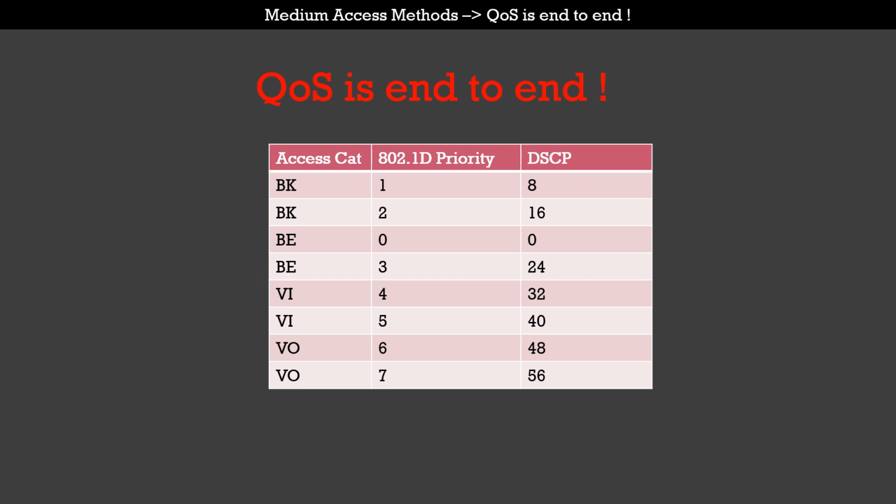So this is how the priorities are derived in the wired segment based on the access categories as shown in the table. The column 2, which stands for 802.1D priority, is listed with the CoS values, the class of service values, which are mapped to the different access categories, and the second column, which is the DSCP values, lists the DSCP values which can be assigned respectively to each of the access categories.